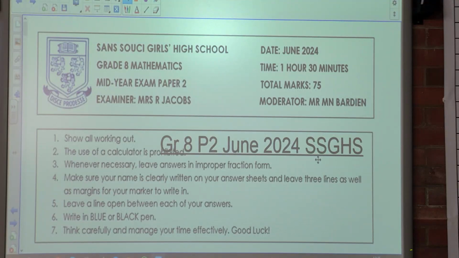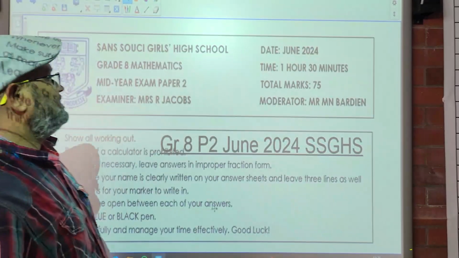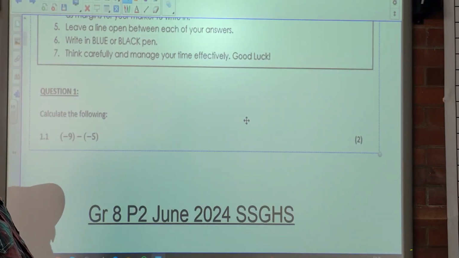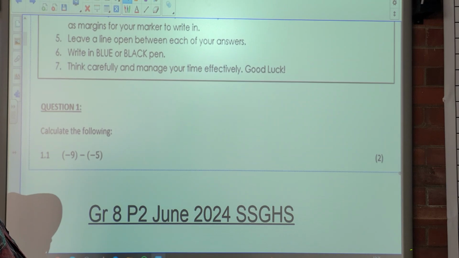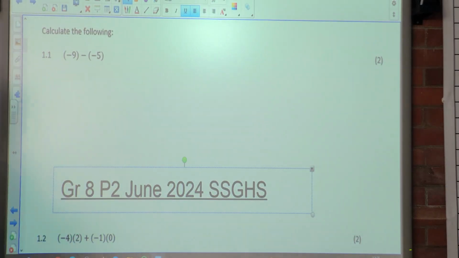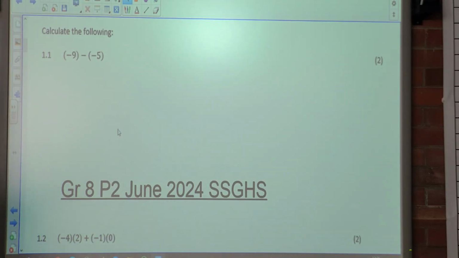Okay, good afternoon class. So today we're looking at the paper you guys have written, your paper 2. So please go through the paper, and at the end of the paper you can let me know if there's something I haven't explained to you or something I've marked wrong. I'll award you the marks, just circle the question.